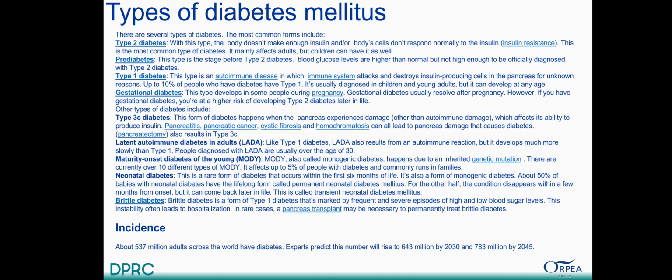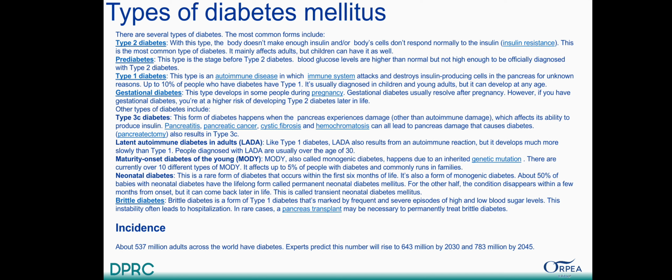Type 1 diabetes. Type 1 diabetes is an autoimmune disease. In this situation, the immune system attacks the pancreatic tissue, which produces the insulin, for unknown reasons. 10% of people with diabetes have type 1 diabetes. It's usually diagnosed in children and young adults, but it can also happen at any age.